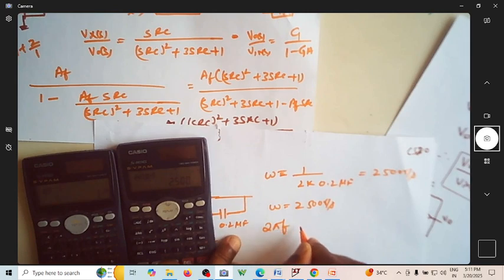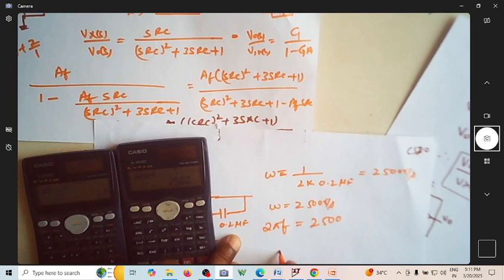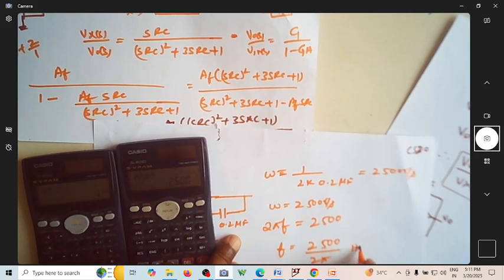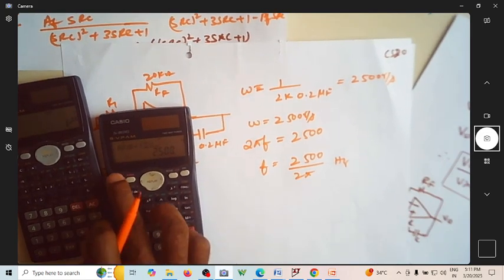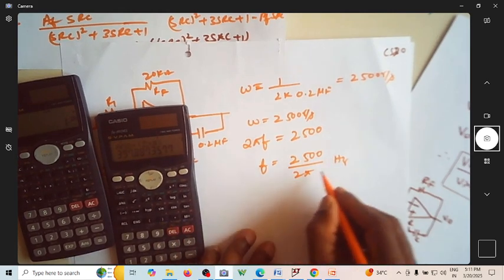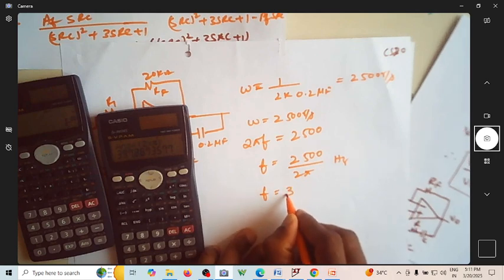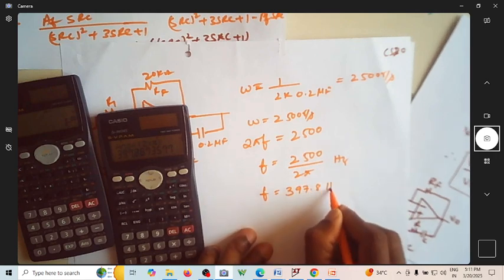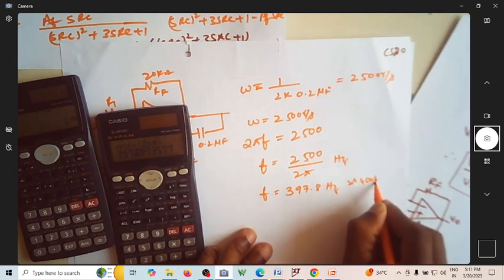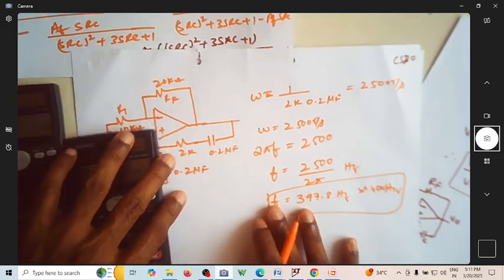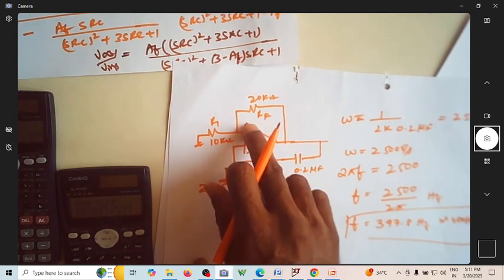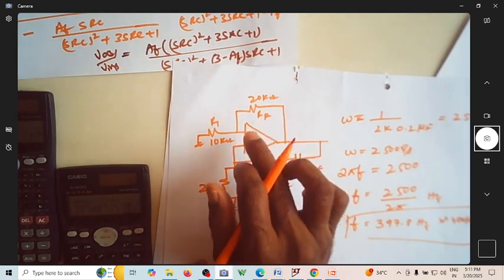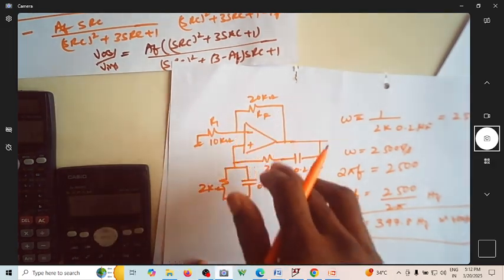Which is nothing but 2 pi f equal to 2500 radian per second. Then f is equal to 2500 divided by 2 into pi. So you will have a sine wave of frequency 397.8 hertz, almost equal to 400 hertz. You will get oscillations provided you are connecting 2 kilo ohm, 2 kilo ohm, and 0.2 microfarad, and this ratio has to be 2. A ratio of RF by R1 of 2 will give a gain of 3.